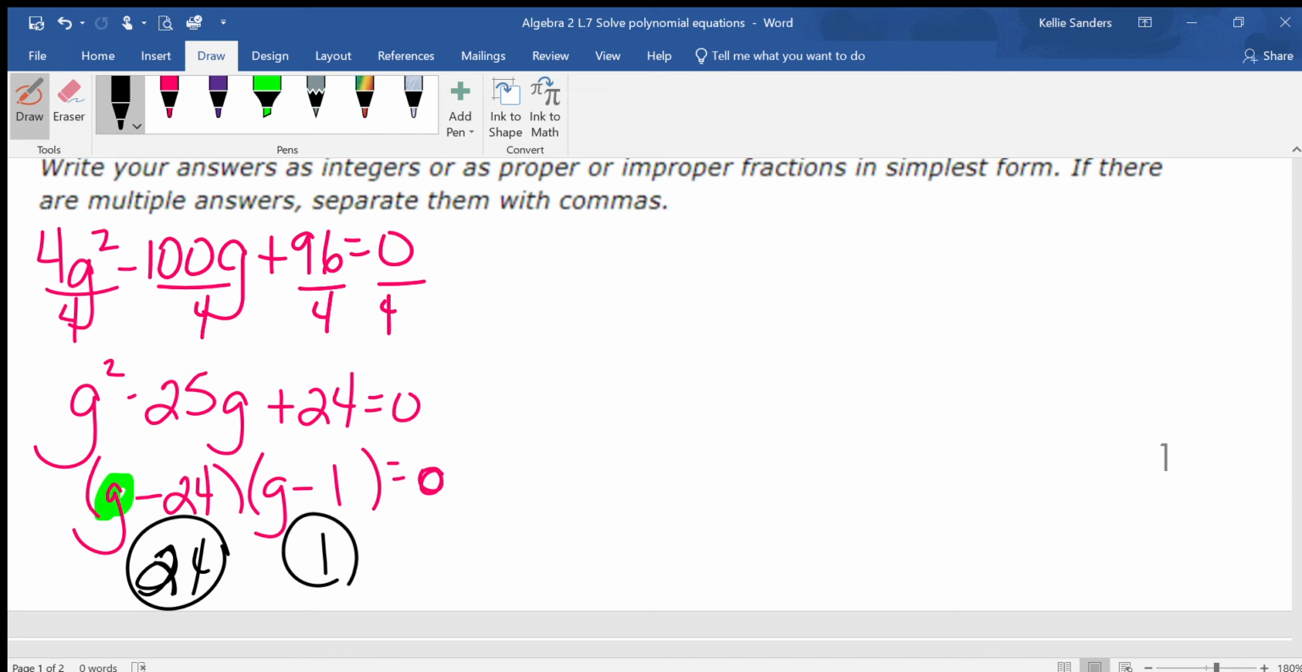Or you could use the quadratic formula. I'm not going to do that. It gets quite nasty. If you have really large numbers, you probably don't have to use the quadratic formula because it's probably going to be factorable or square rootable.